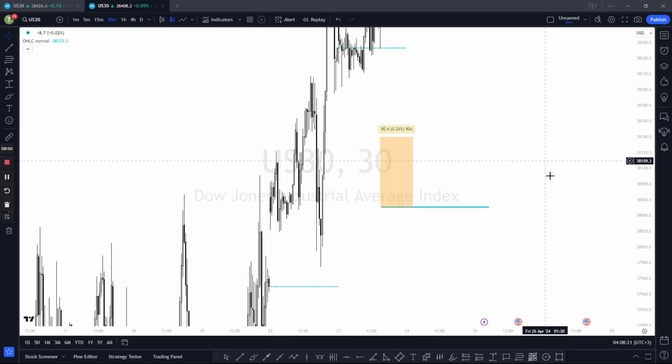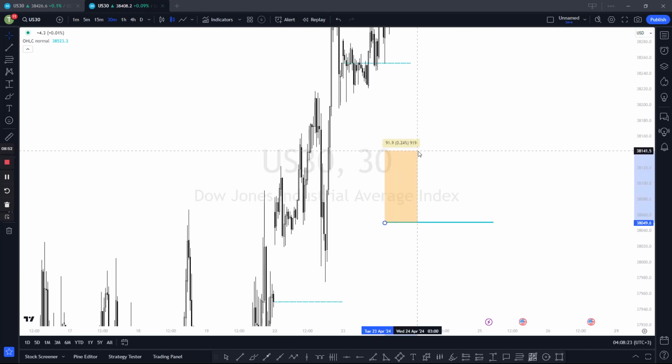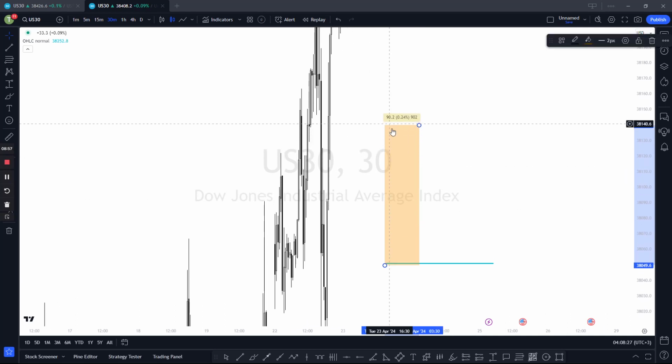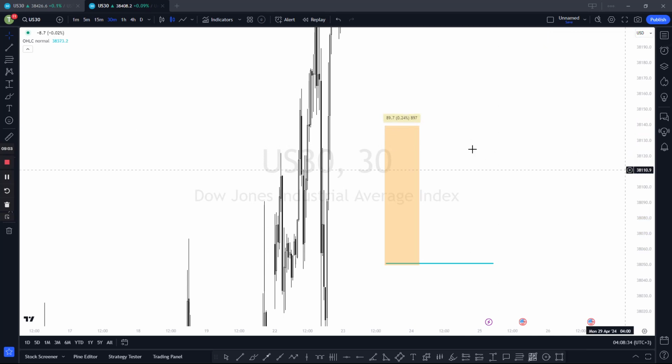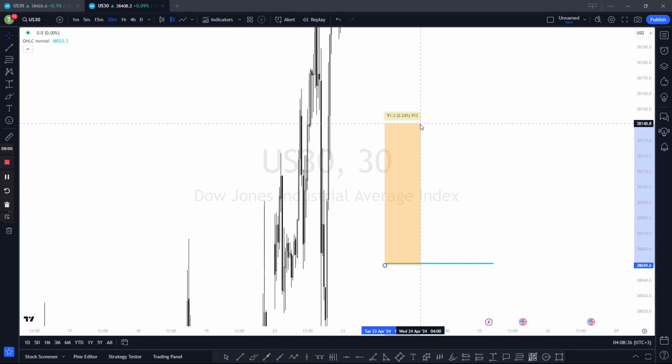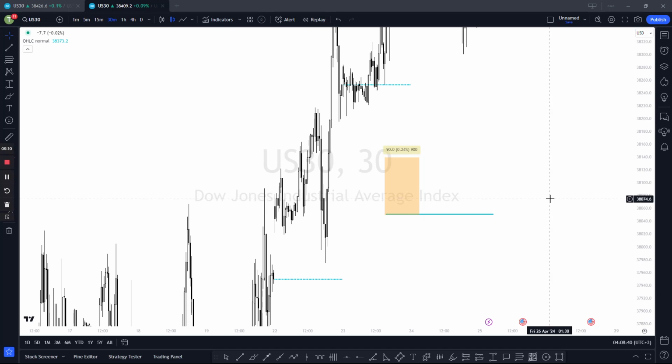Let's try to get these exactly. These are a little sticky. Trying to get these right. So there you go, right. Just keep increasing the price. There we go, 90. There we go, 90. Okay, all right.